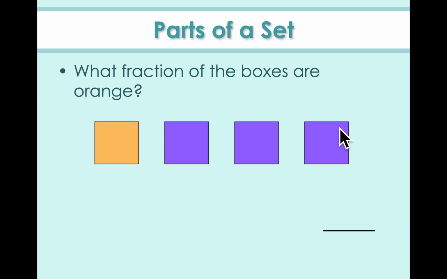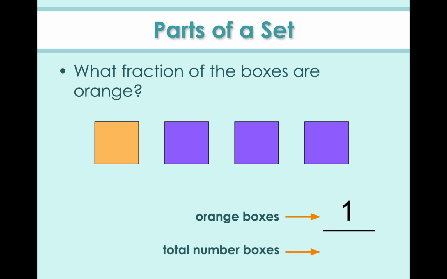All right, let's see if you can answer this one. What fraction of the boxes are orange? I want you to think for a second. What fraction of the boxes are orange? So my orange box's number will go on top, and it looks like I have 1 orange box. Okay, and my total number of boxes, can you say the number for me? If you said 4, that's correct. So 1/4 of these boxes are orange.